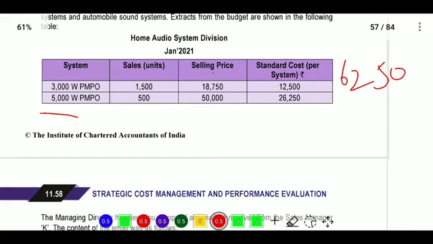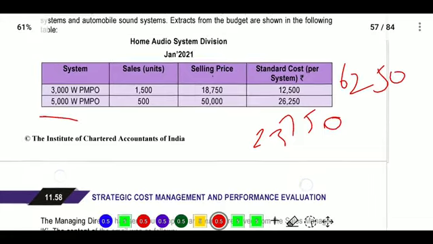So 50,000 minus 26,250 we will get 23,750, which will be the margin. That is, we will get a margin of 23,750. Okay, that was the given question.